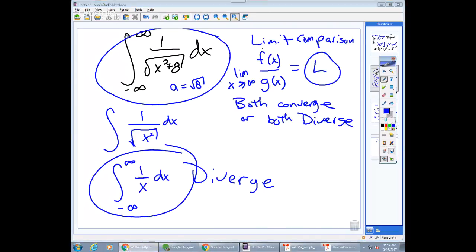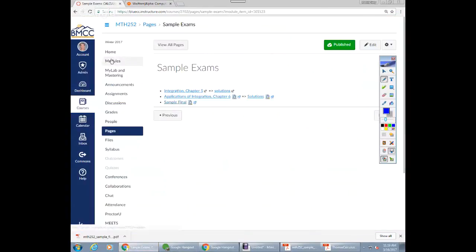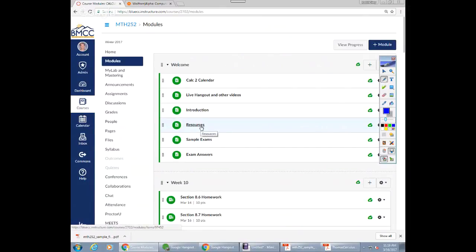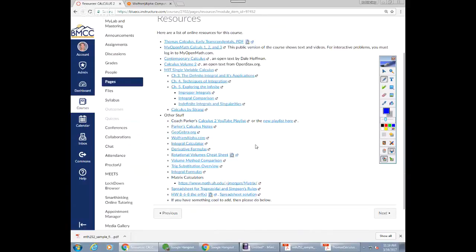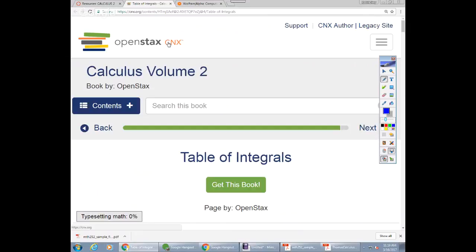So if we go over to our resources page, or Wolfram Alpha, let's go to our resources page. Sometimes Wolfram Alpha takes all the fun out of it for me. Makes it too easy. Let's see, I want integral formulas. And then scrolling down.